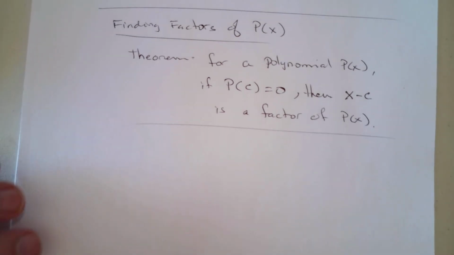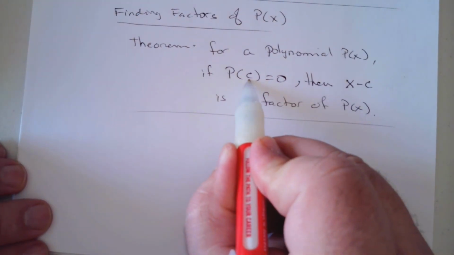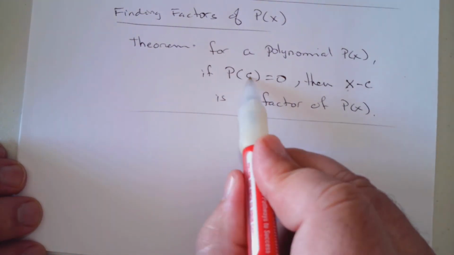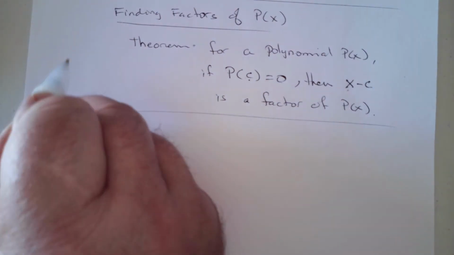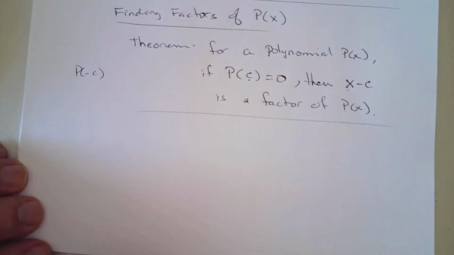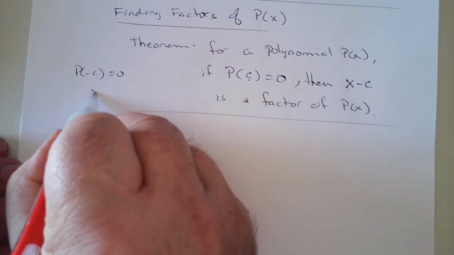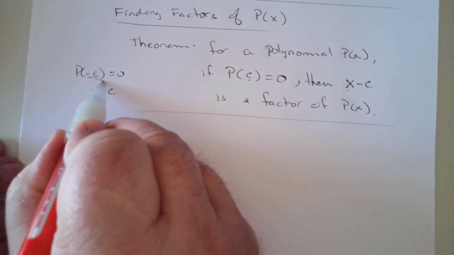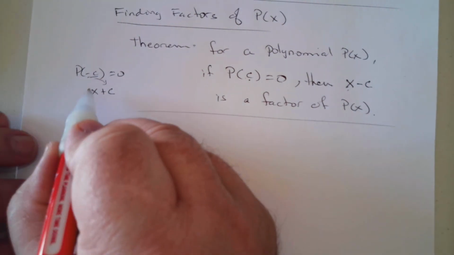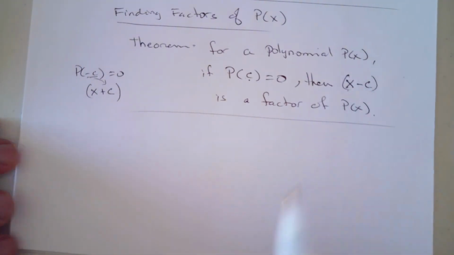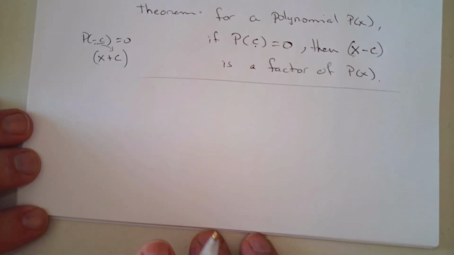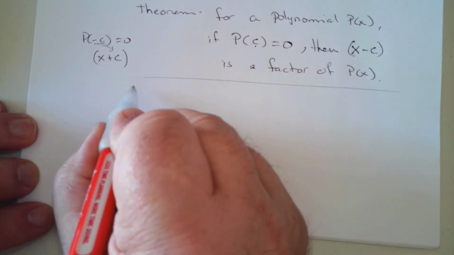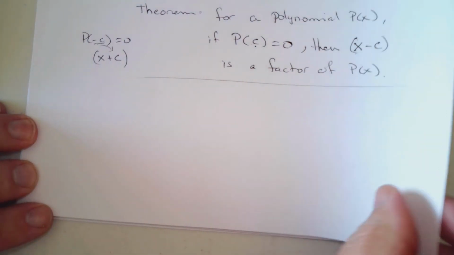So that wraps up everything we just did. If we find a value, plug it in there, and it equals 0, then we know that x minus that value is a factor. So if p of negative c equals 0, then x plus c is a factor. Remember, whatever is inside here is always the opposite sign inside the parenthesis. Alright, so let's look at an example. This one's going to be pretty large.